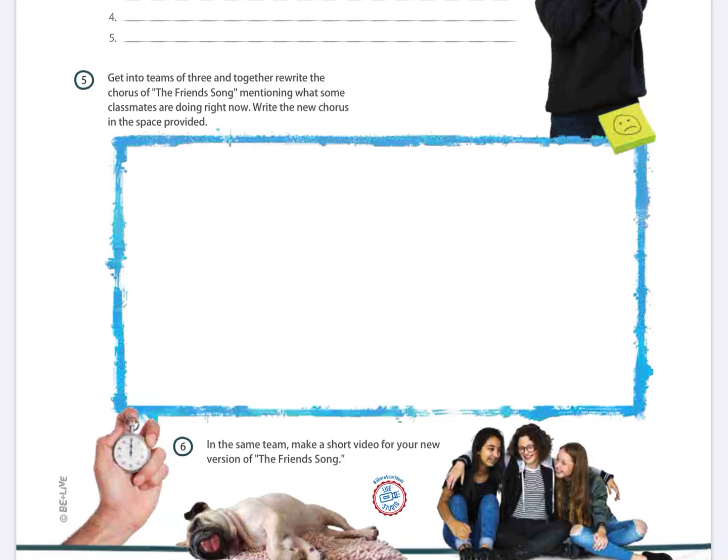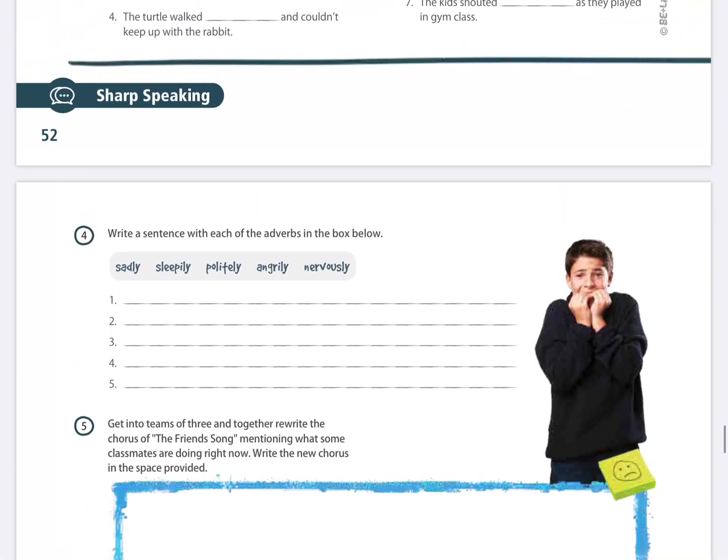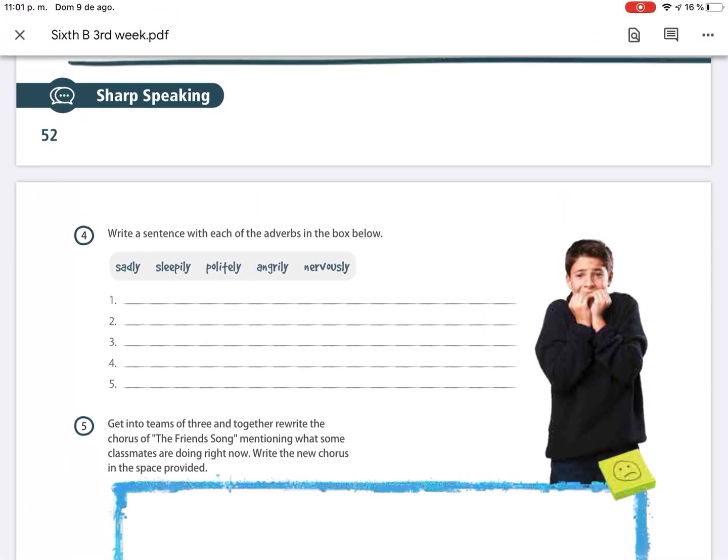Then we are going to finish the week with a spelling bee contest. Don't forget that we have to study for the spelling bee contest, because it is going to have a prize of 100 in the monthly test.